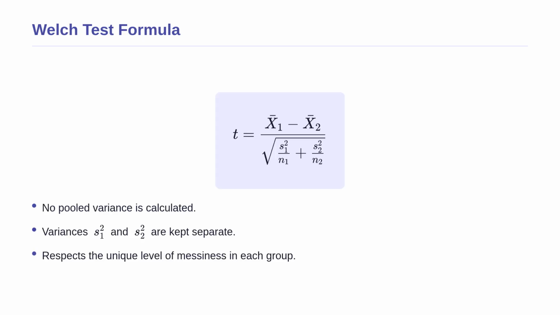Here is the adjusted formula for the Welch's test, which we use when variances are unequal. Notice that we do not calculate a pooled variance at all here. Instead, we take the variance of the first sample divided by its size and add it directly to the variance of the second sample divided by its size. We then take the square root of that entire sum to get our new standard error. This approach respects the fact that each group has its own unique level of messiness. If one group is highly variable, it will naturally increase the standard error, ensuring we do not jump to false conclusions.